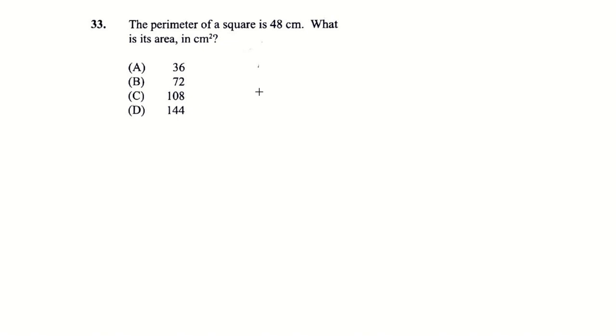Number 33. The perimeter of a square is 48. What is the area? Perimeter is 4 times side is equal to 48. So we know side is 12. So the area will be 12 times 12, which is 144. 12 multiplied by 12, which is 144.